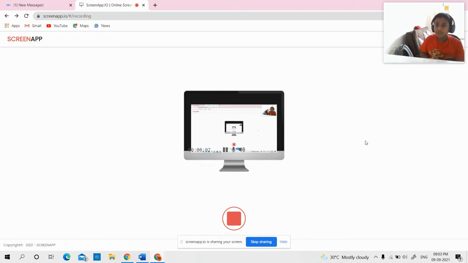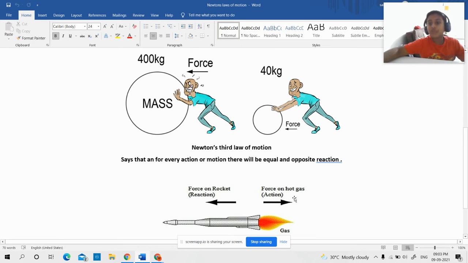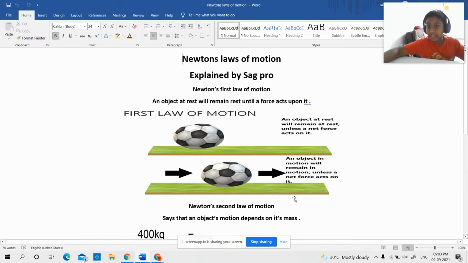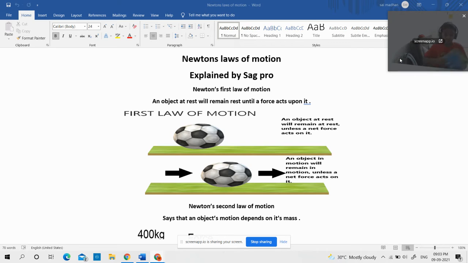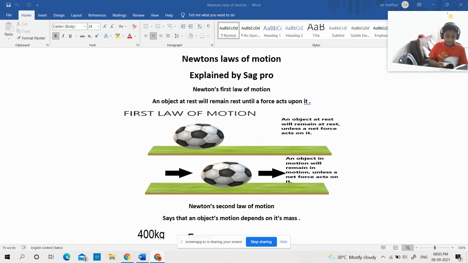So in today's video, we're going to see a completely different topic, and its name is study access. In the study access topic, we are going to see what the three laws of motion are. For Newton's laws of motion, I have made a web page in Microsoft Word. Now I'm going to explain Newton's first law of motion.